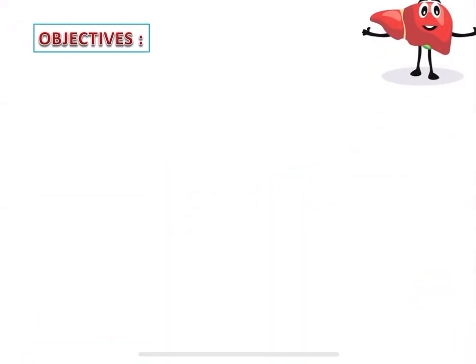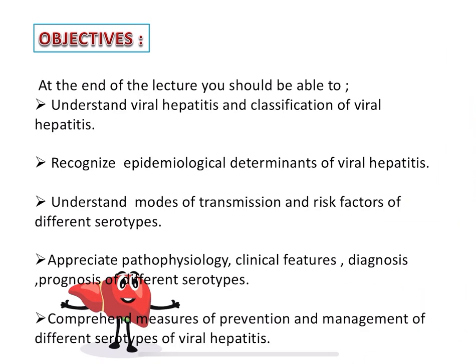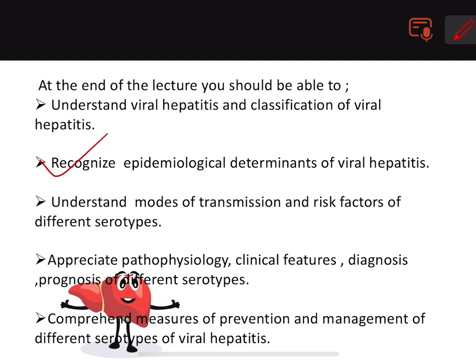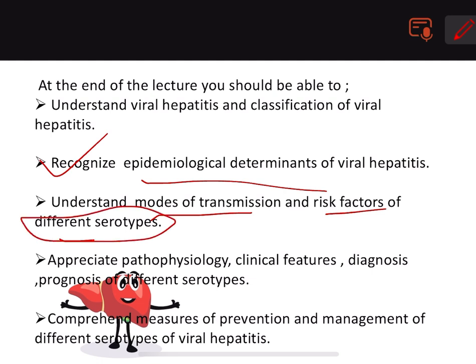The objectives of this session are to understand viral hepatitis and the classification of viral hepatitis, to recognize the epidemiological determinants of viral hepatitis, and understand the mode of transmission and risk factors of the different serotypes. Also, we would appreciate the pathophysiology, clinical features, diagnosis, and prognosis of the different serotypes, and comprehend the measures of prevention and management of different serotypes of viral hepatitis.